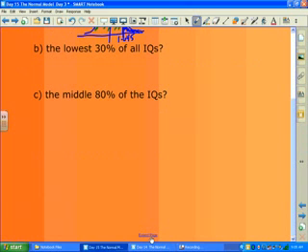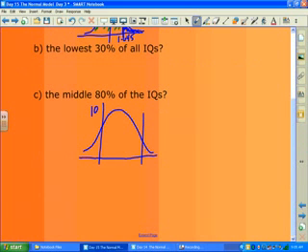Let's do C, the middle 80% of IQs. Okay, so if we want to do the middle 80%, we want to know, so how do I represent the middle 80%? What's here on the left? Okay, good. So 10% are lower that way, and on the right-hand side, I didn't draw it very well, but 10% are higher.